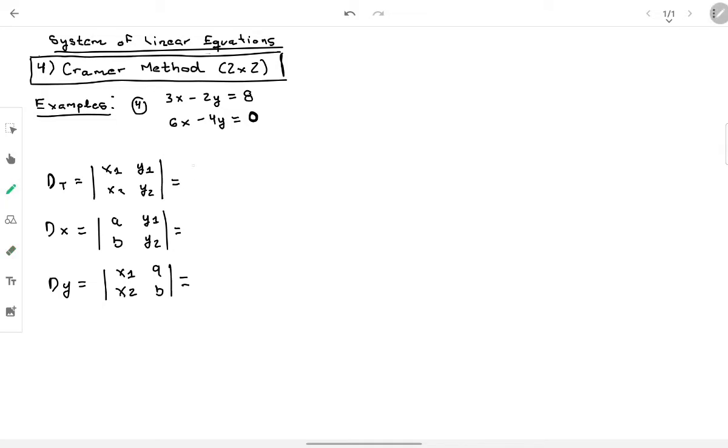So it's going to be, on the first one, 3, minus 2, 6, minus 4. So it's going to be 3 that multiplies minus 4, minus, and it's going to be -2 that multiplies 6. So it's going to be -12, minus multiplied by minus is plus 12. So the whole determinant is going to be 0.